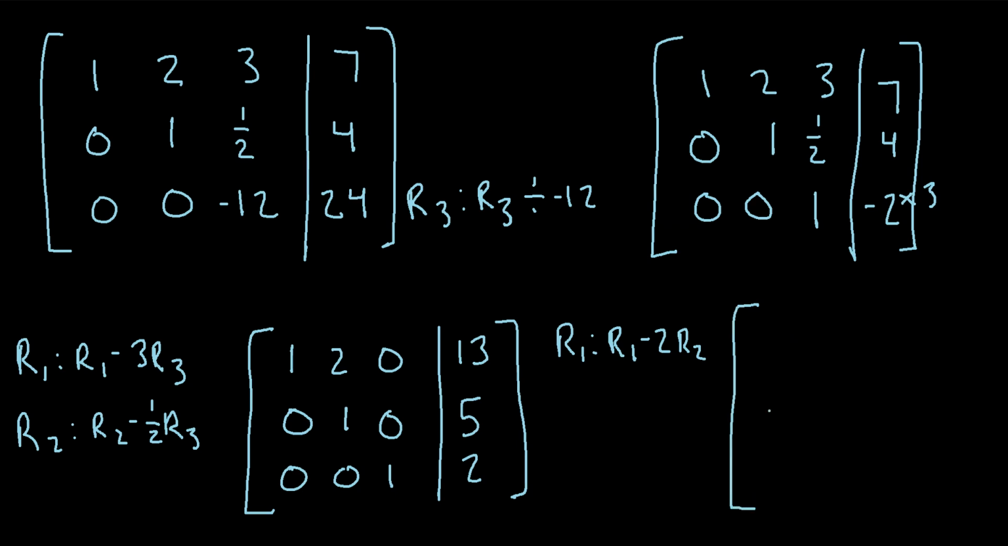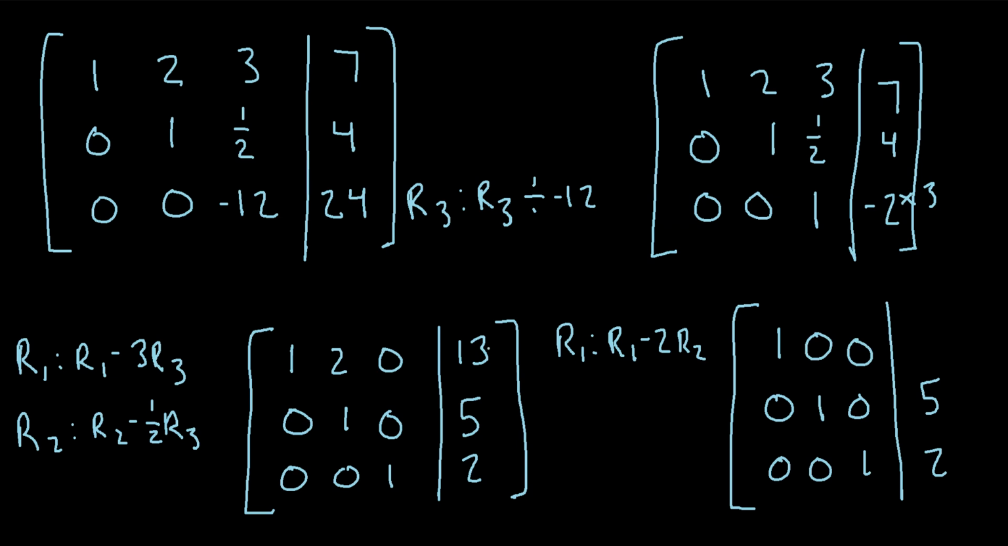So let's go ahead and rewrite the last 2 rows since those aren't changing at all. So we have 1 minus 2 times 0, that's just a 1. 2 minus 2 times 1 is 0. 0 minus 2 times 0 is just 0. And then we have 13 minus 2 times row 2. So 2 times 5 is 10. So we get 13 minus 10. That's a 3.